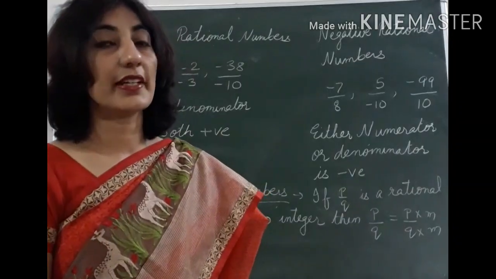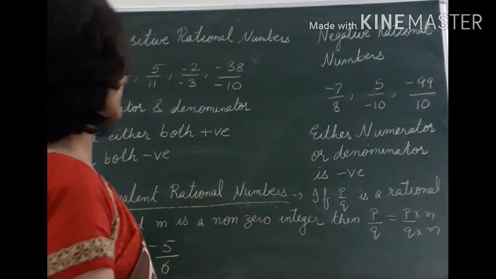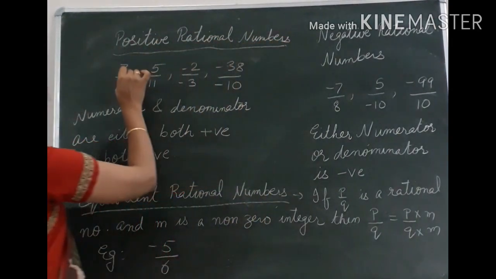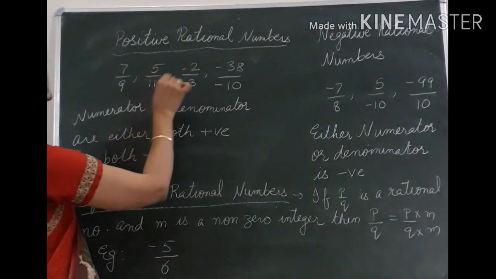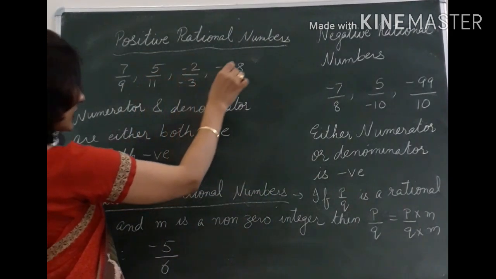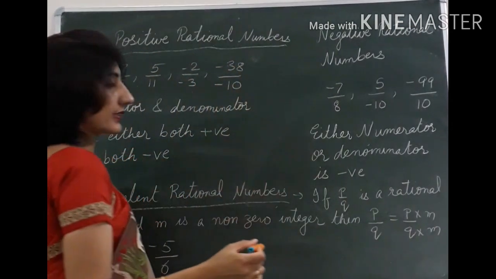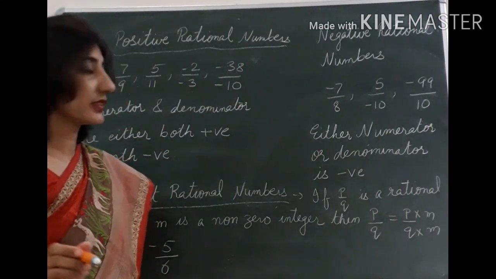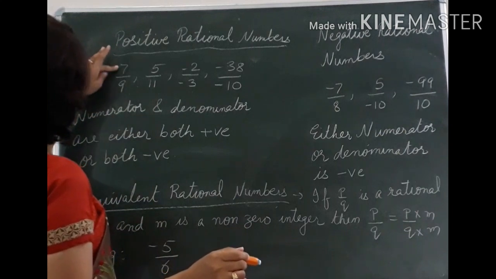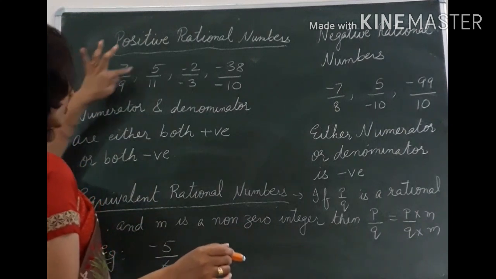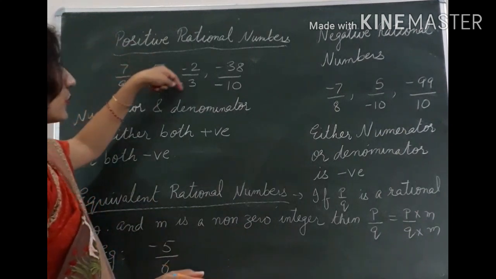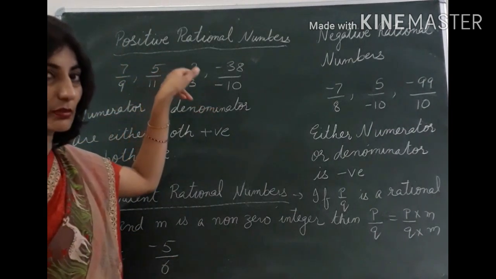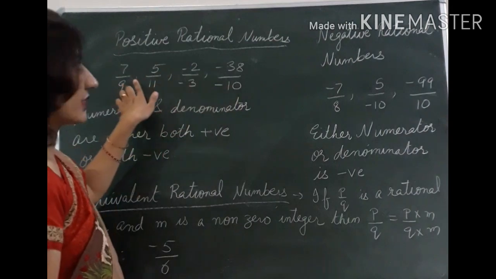Next is positive rational numbers and negative rational numbers. You can see here positive rational numbers. I have written few rational numbers: 7 upon 9, 5 upon 11, minus 2 upon minus 3 and minus 38 upon minus 10. These are all positive rational numbers. Numerator and denominators are integers. See, the numerator and denominator, they are either both positive or they are either both negative. When both are negative, so this minus minus will cancel and it will become positive. So these are positive rational numbers.